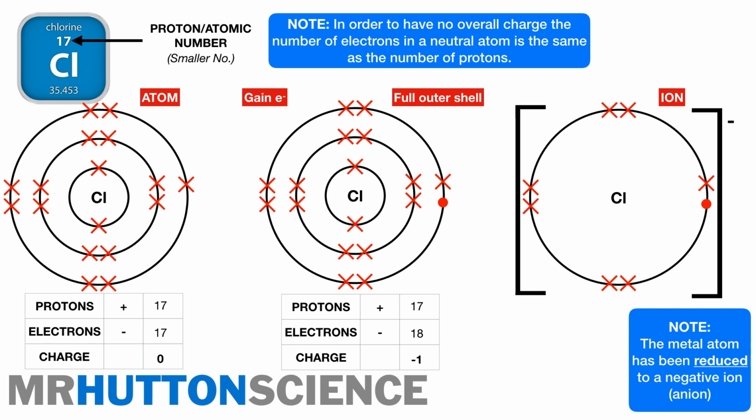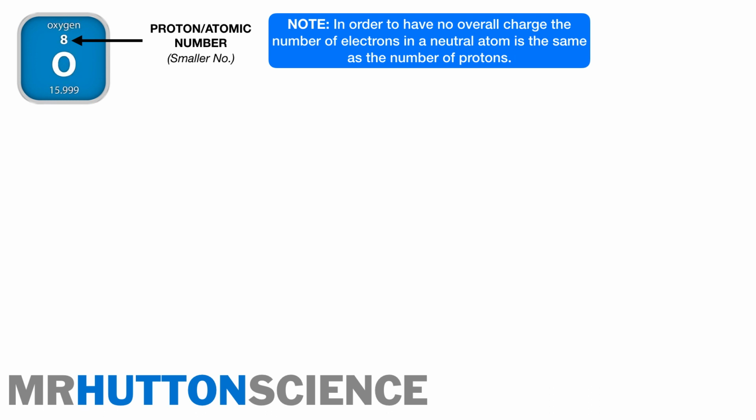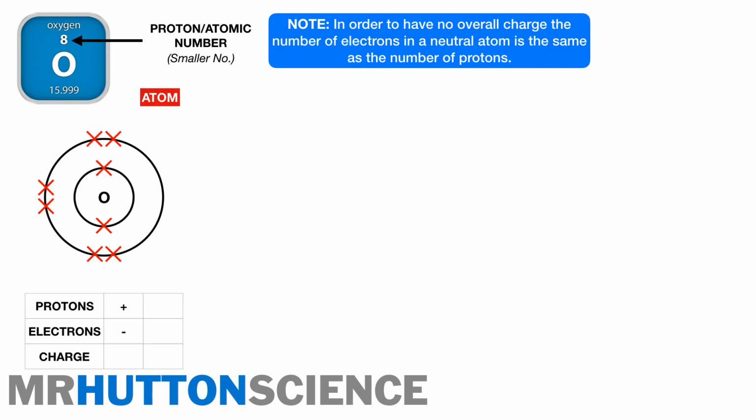Okay, folks, right now we're going to look at oxygen. So oxygen has a proton number of 8. So how many electrons does it have? Yep, you got it, 8. Okay, so here's our atom of oxygen. So we've got 2 on the inner shell and 6 on the outer shell, giving us 8 electrons. The proton number is 8, electrons is 8, so overall we've got 0 charge.